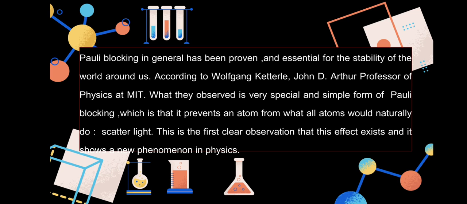And Pauli blocking in general has been proven essential for the stability of the world around us. According to Wolfgang Ketterle, John D. MacArthur professor of physics at MIT, what they observed is a very special and simple form of Pauli blocking, which prevents an atom from doing what all atoms would naturally do, and that is to scatter light. This is the first clear observation that this effect exists, and it shows a new phenomenon in physics. Okay, so for further explanation, let me show you a video.